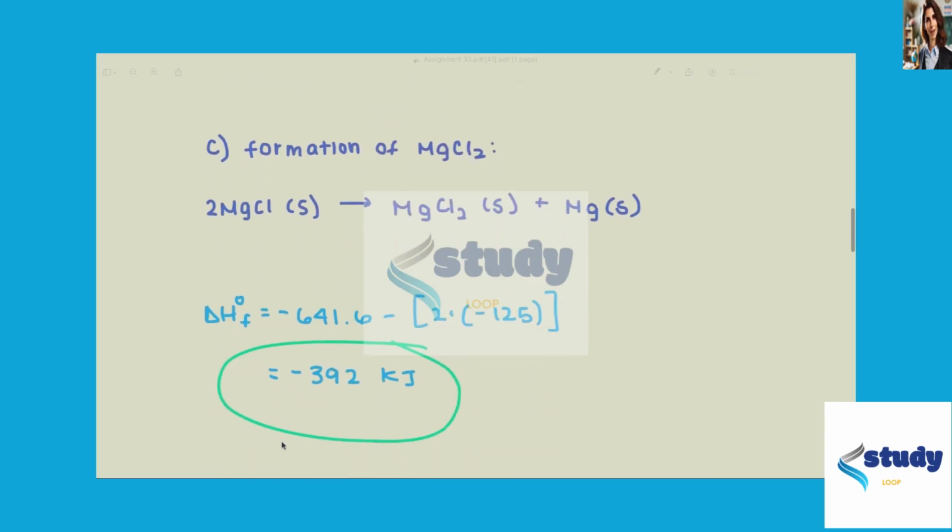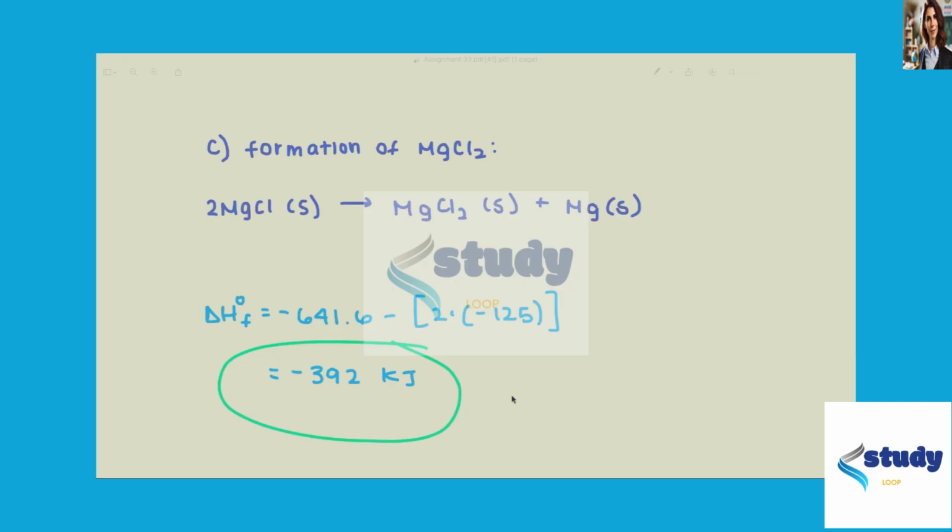So again, we can use Hess's law, and we'll get delta H, our enthalpy, is equal to negative 641.6 minus 2 times negative 125. And when we calculate that, our enthalpy for this formation of magnesium is negative 392 kilojoules.